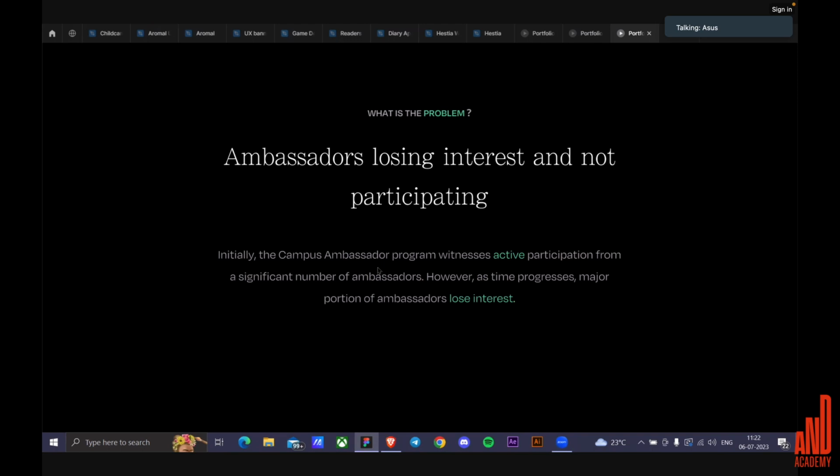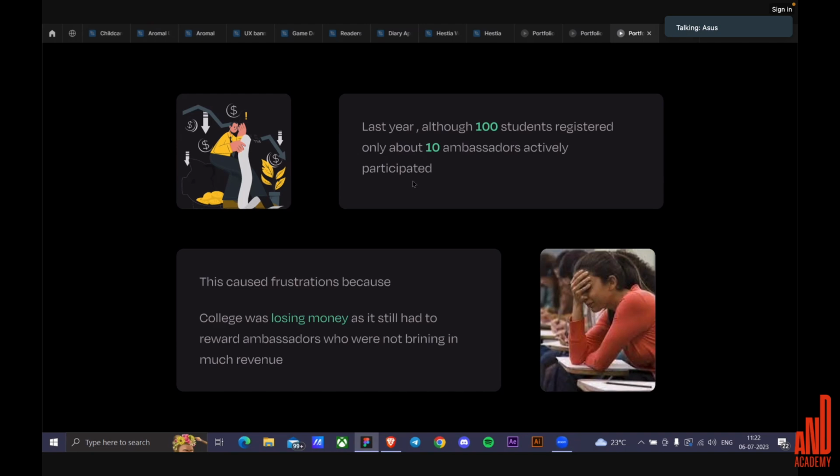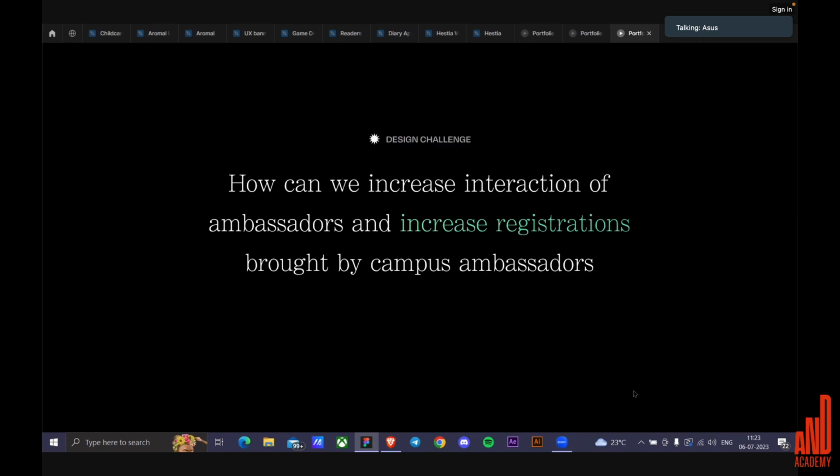Some interesting statistics from last year: almost 100 students registered, but only 10 people actively participated. This created a lot of frustration because the college was losing a lot of money. Only 10 people were participating, and they did not bring in enough revenue to cover the prize. But the college still had to give the prize because it was promised. So that was the design challenge I had.